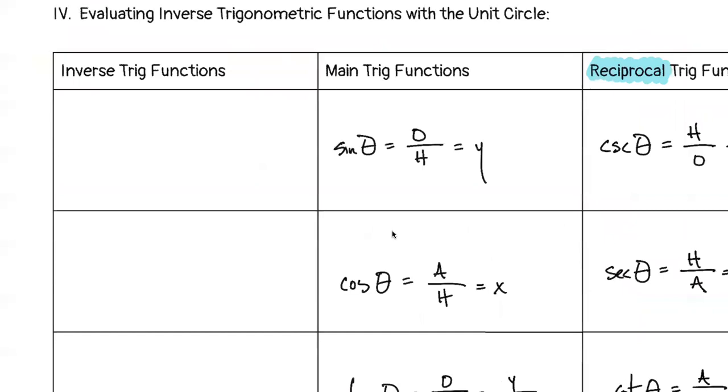So the inverse of sine is sine with a little minus one. And if you've used a scientific calculator, you've probably seen that button on your calculator somewhere before. Okay. But anytime you hit this button where you're like sine with the minus one, here's what that means. You're going to put in an opposite over a hypotenuse, or you're going to put in a y value. And your answer is going to be an angle. Okay. The answer is going to be an angle. So inverse trig functions, we end up with a little minus one symbol. That's the part that says inverse, and our answer's always going to be some kind of angle.